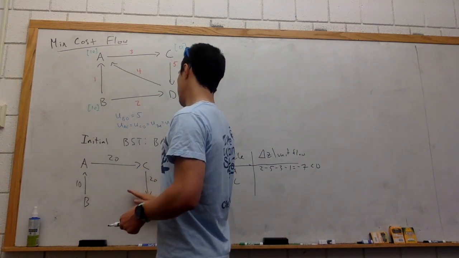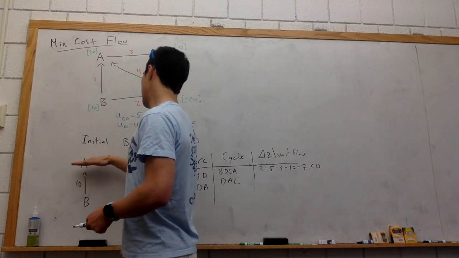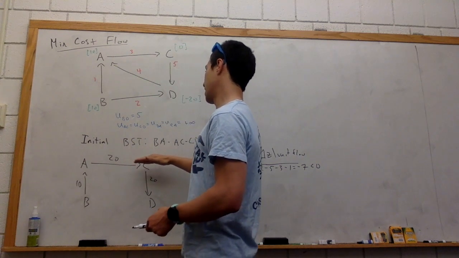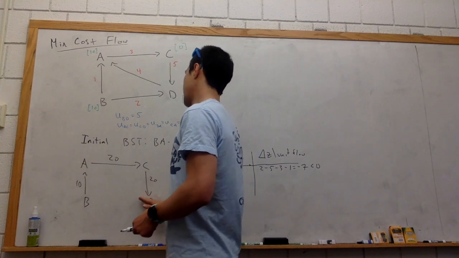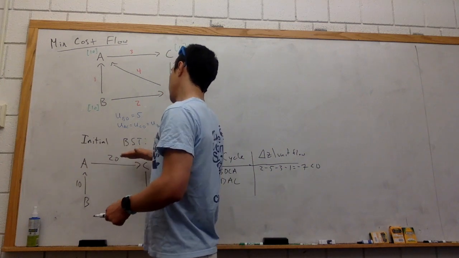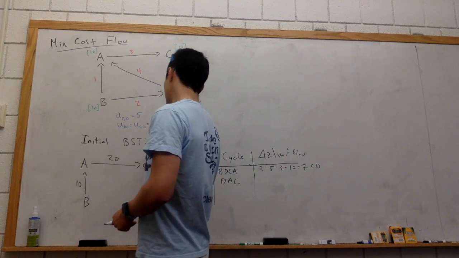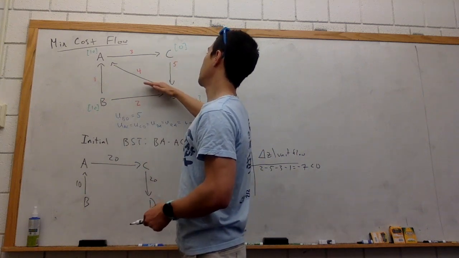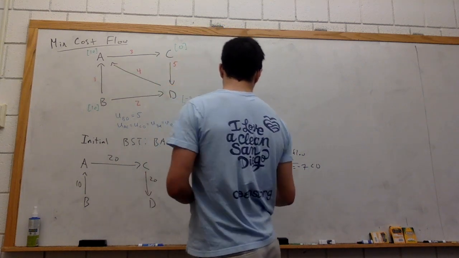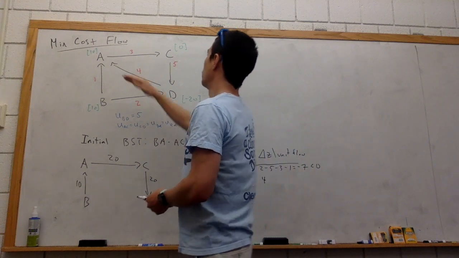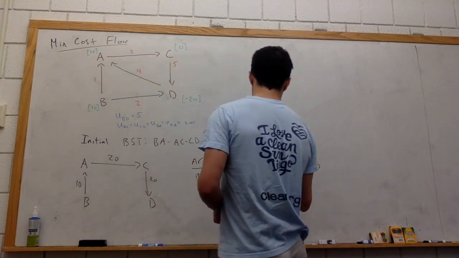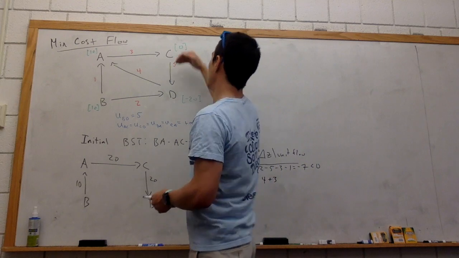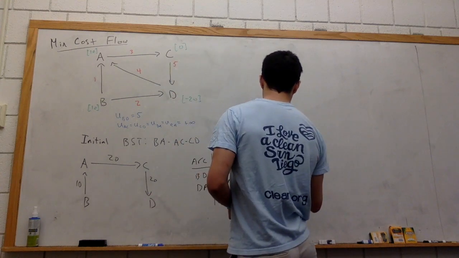So if we increase flow through DA, then flow through AC is going to have to increase as well, because extra flow is going into A, so extra flow needs to come out of it. And then same thing, flow is going to have to increase through CD. So if I increase flow through DA, if I add 1 unit, this costs 4. If I add 1 unit of flow through AC, this costs 3. If I add 1 unit of flow through CD, this costs 5.